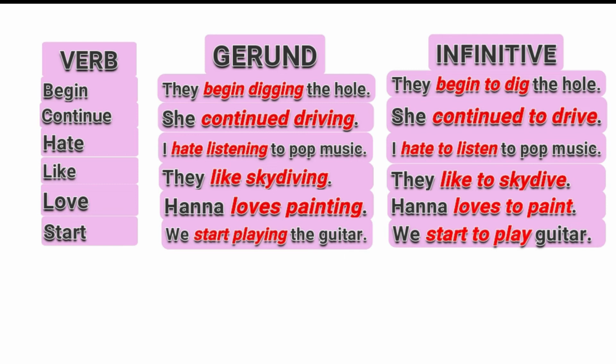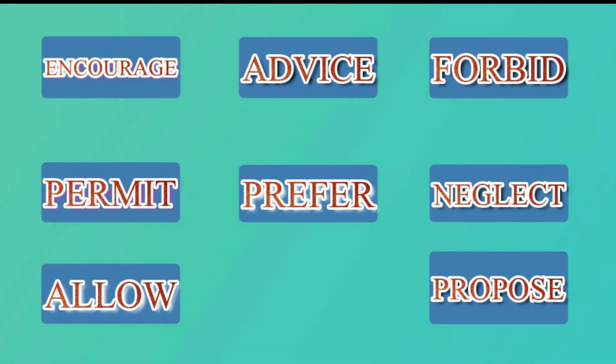Hannah loves painting is similar to Hannah loves to paint. We start playing guitar is similar to we start to play guitar. Both are the same. There are some verbs that can be followed by a gerund or an infinitive without changing the meaning. Some of them, as you observe from the screen, are encourage, permit, allow, advise, prefer, forbid, neglect, propose, and so on. These verbs can be followed either by the infinitive or the gerund without any meaning change.